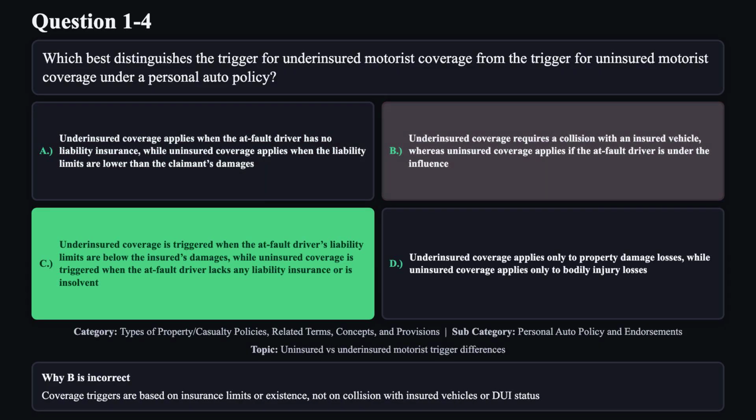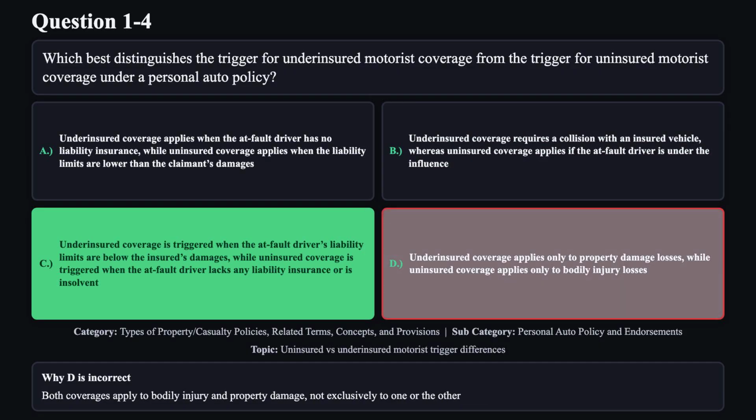Reason B is not correct. Coverage triggers are based on insurance limits or existence, not on collision with insured vehicles or DUI status. Reason D is not correct. Both coverages apply to bodily injury and property damage, not exclusively to one or the other.